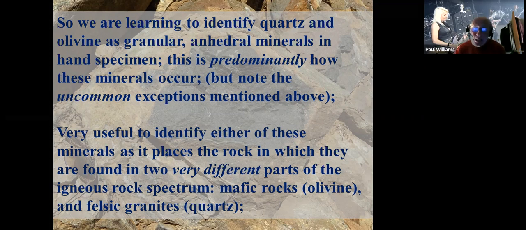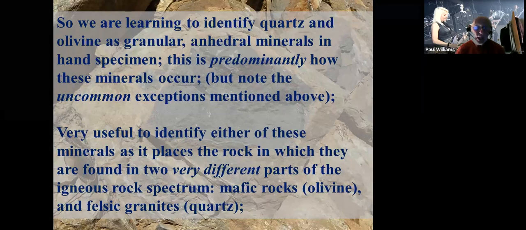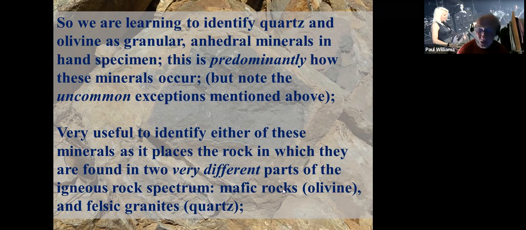Now, if we can manage to identify either quartz or olivine in a rock, it's really good, because what it does is place the rocks, those containing olivine and those containing quartz, into two very separate parts of the igneous rock spectrum, as it says down here. If we've got olivine, it says that the rock we're looking at is one of the mafic rocks, or even ultramafic rocks. And if we've got quartz, we've identified quartz in the rock, then it's a felsic rock and it's a granite, or one of the varieties of granite.